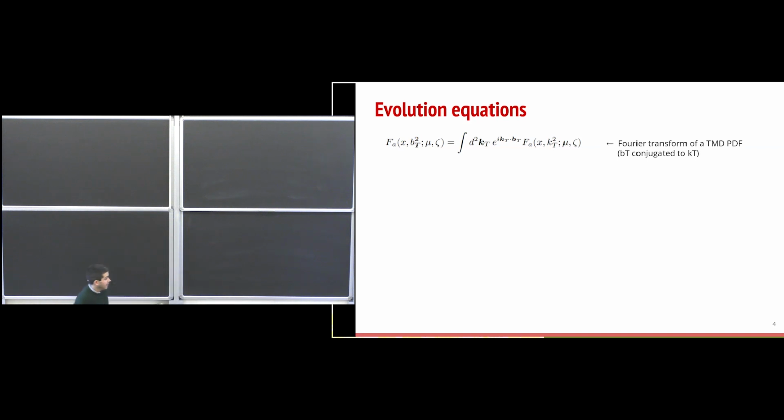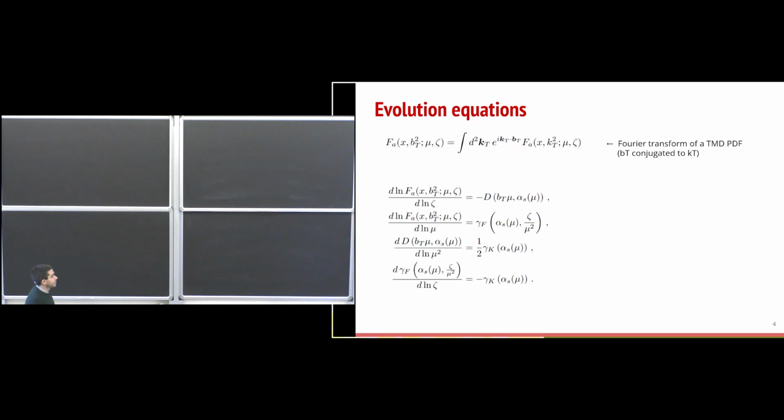Okay, so the evolution: there are 4 evolution equations. Okay, why 4? Well, we'll see that. So the TMDs depend on 2 scales. You have x, which is the same variable that you have in collinear PDFs, the collinear momentum fraction of the quark with respect to the parent hadron. There's the kT or bT, depending on the space you're looking at. And then there are mu and zeta, which are 2 energy scales.